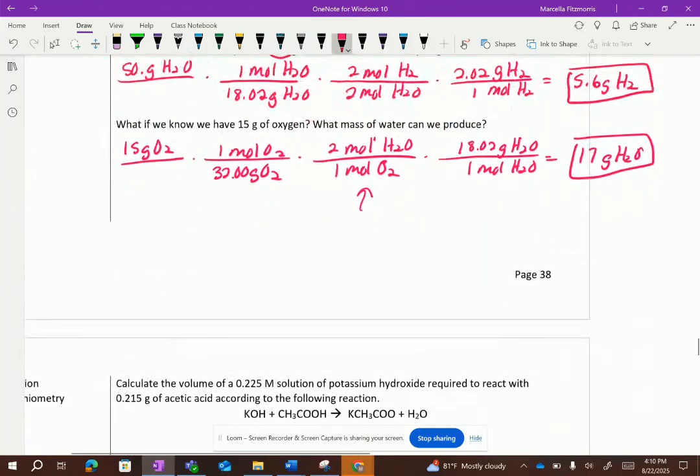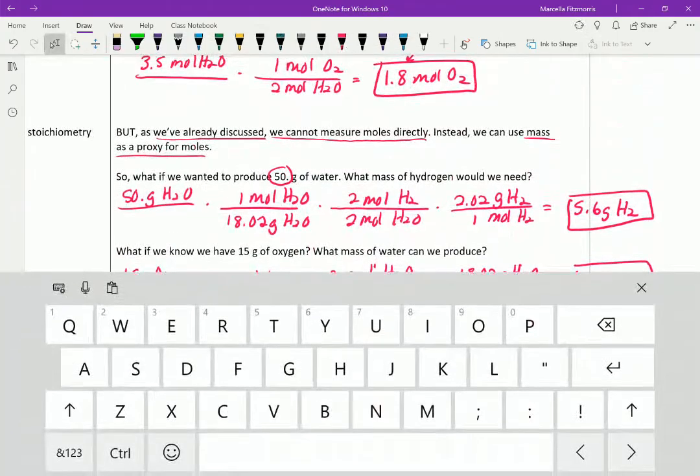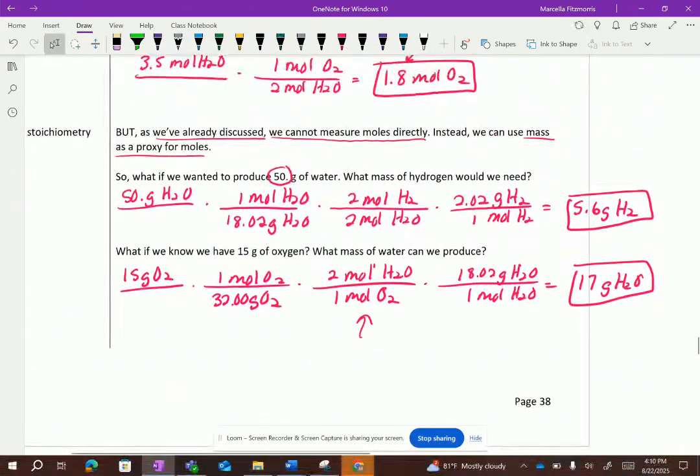All right, that is the end of part 1. We're going to do part 2 in a separate video, and I'm going to discuss the connection between this and molarity in solutions.